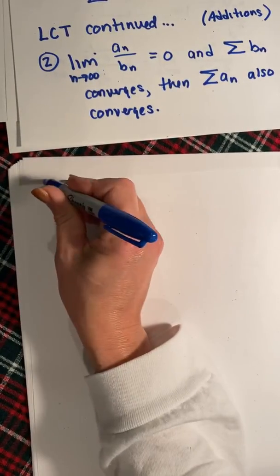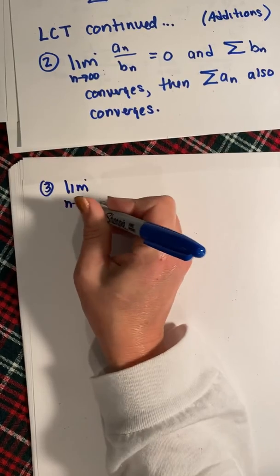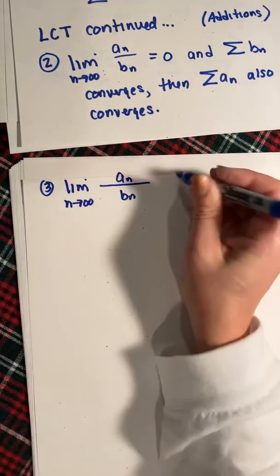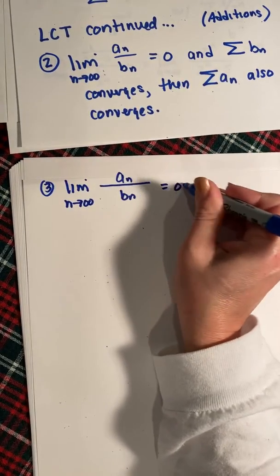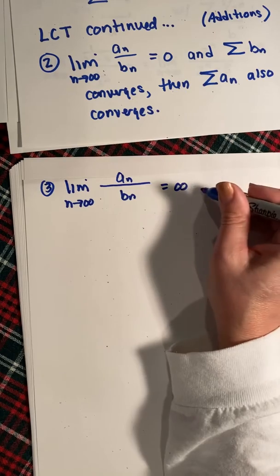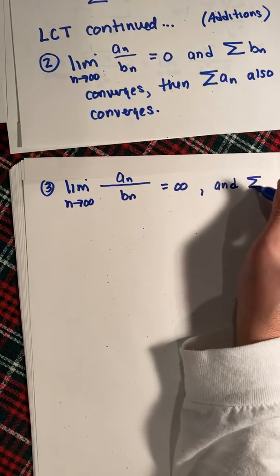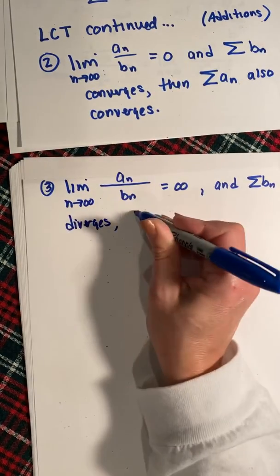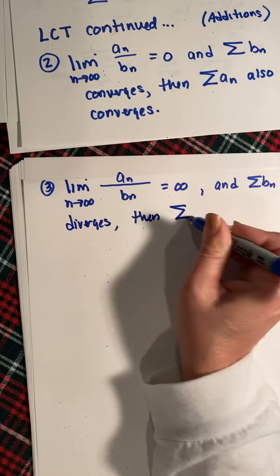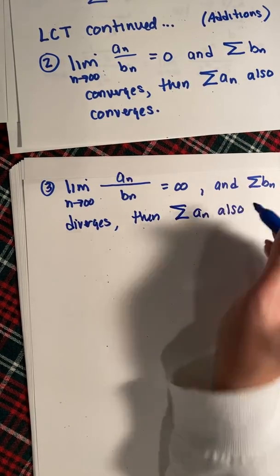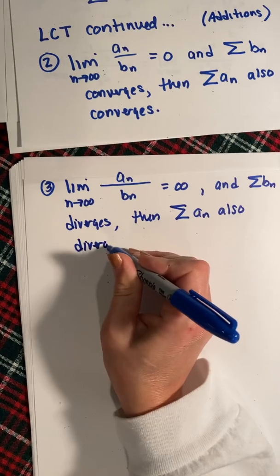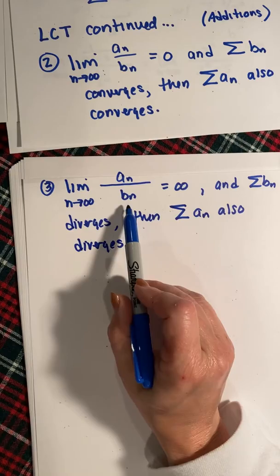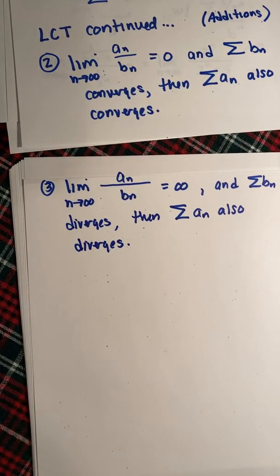And lastly, if the limit as n goes to infinity of an over bn, whoops, I wrote off my paper, equals infinity, and the denominator series diverges, then the numerator series also diverges. So again, be careful here, because if this limit equals infinity and the denominator series converges, we can't make any conclusion about the numerator series.